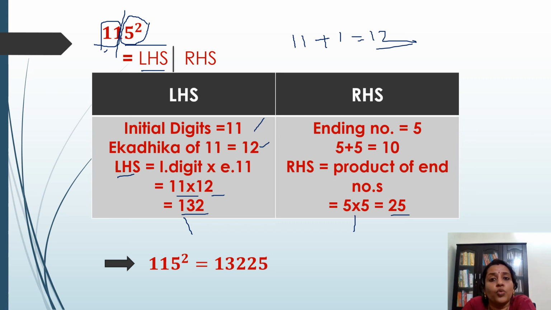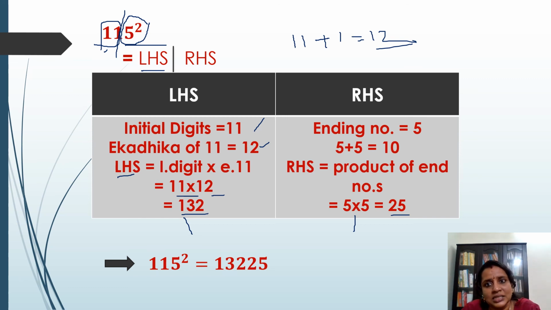Just prepare your own questions. Don't just learn the questions. Prepare your own question. First, understand the concept: how to prepare questions for this method. The first thing to consider before preparing the question is that the initial part of the number should be the same, the common digits, and the last digits should total up to 10. You should not change this. The initial digits should be the same and the last digits should total 10.